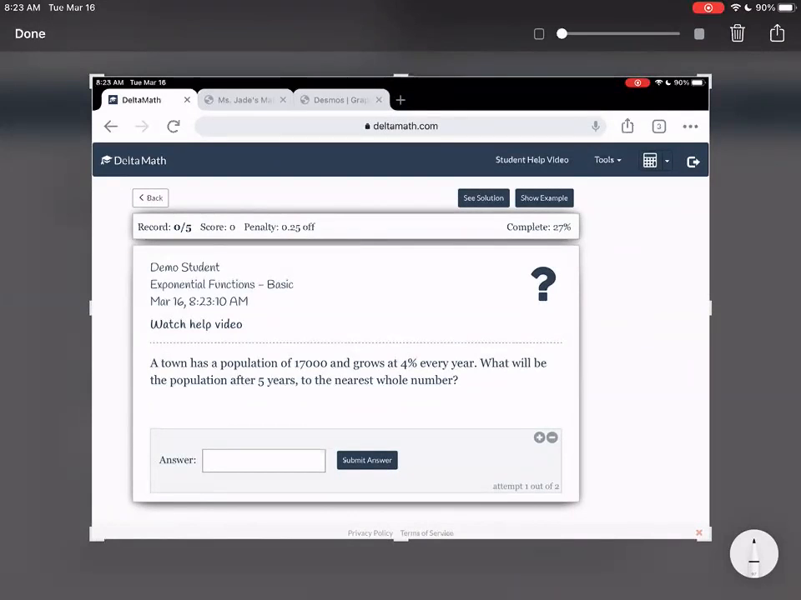So we have, let's see, P for population is equal to, what letter should we use for the starting amount? I'll use S for starting. I think that makes sense. And then we're going to have 1 plus or minus the R, the rate as a decimal, to the power of T, time. Okay, so this is the formula we're going to be using for this category.